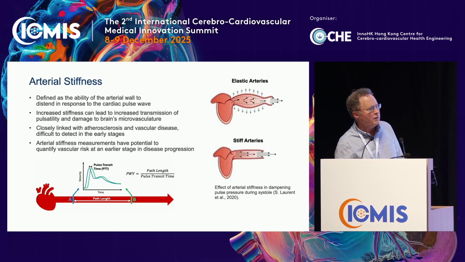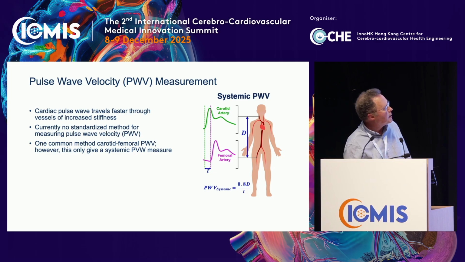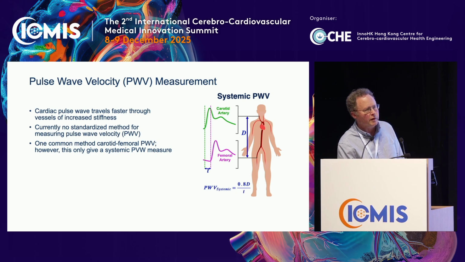And one of the ways that you can do that is using pulse wave velocity. So this is just measuring the cardiac velocity waveform at two different locations in the vascular tree, measuring the time difference between them and the path length, and then working out a velocity from that. Now, in the case of vascular stiffness, the pulse wave velocity increases, so the pulse wave moves through the vascular tree in a faster way.